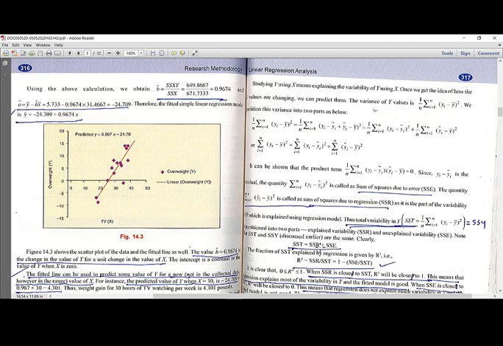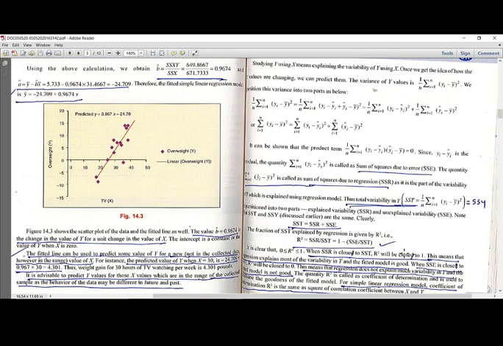And SSR is given here: sigma i equal to 1 to n of (yi cap minus y bar) whole square. So this is the relation: SST equal to SSR plus SSE. The fraction of SST explained by regression is given by R square. So R square is expressed as SSR by SST. That can be written as 1 minus SSE by SST.